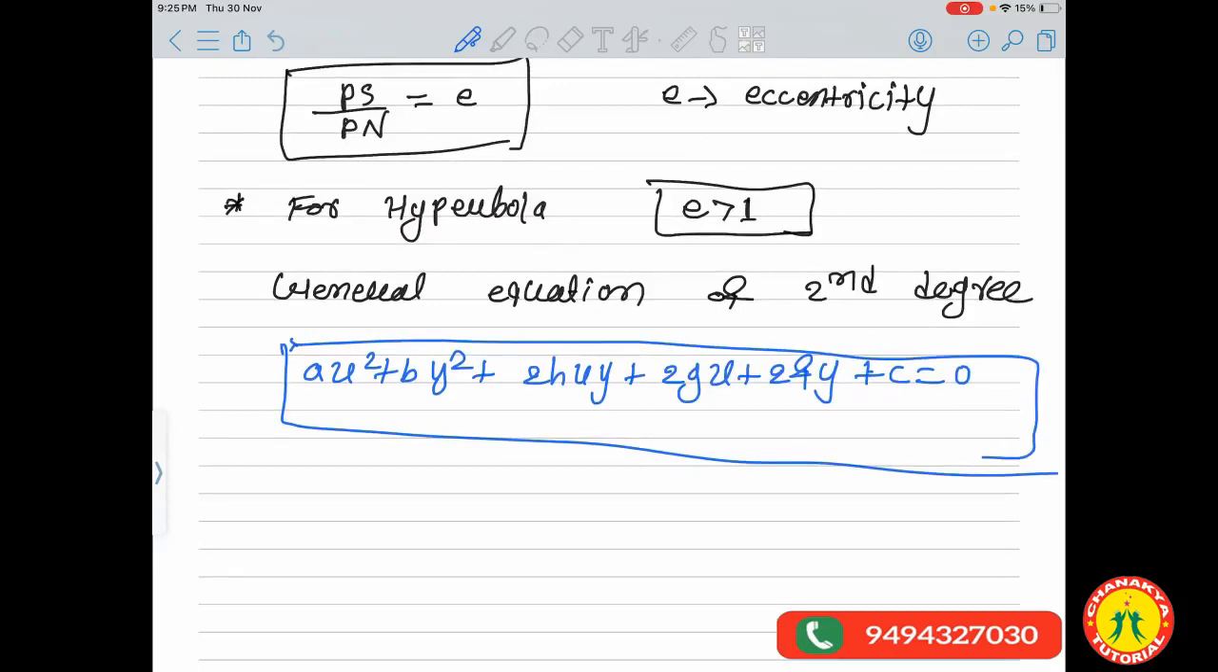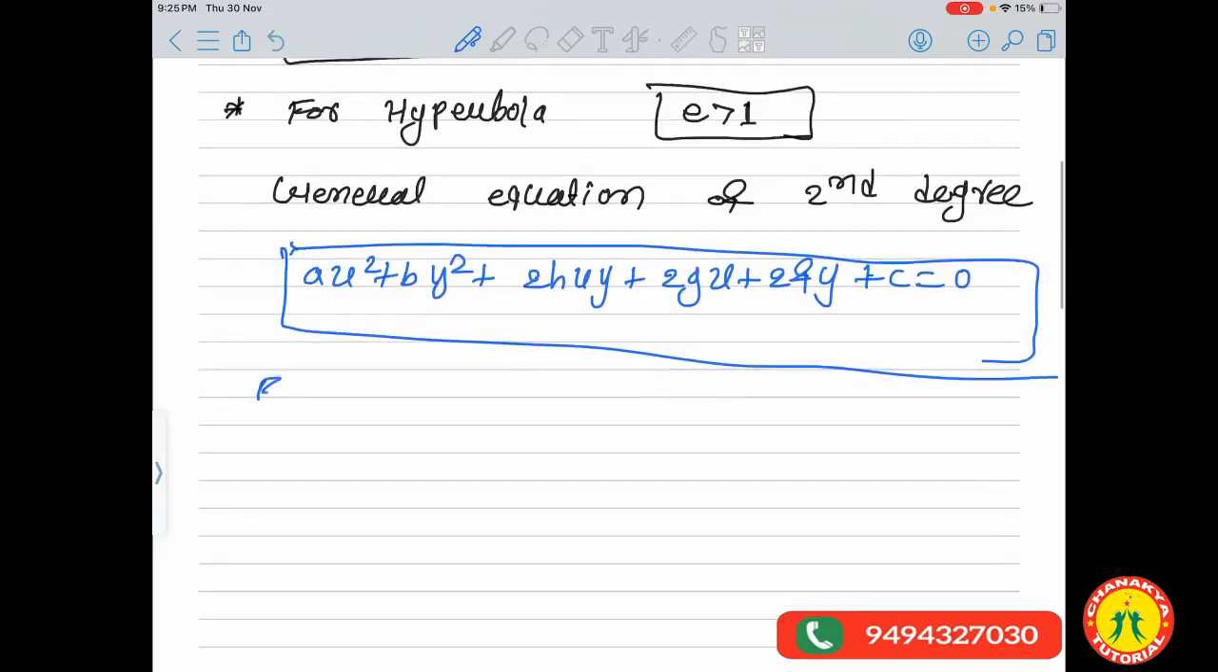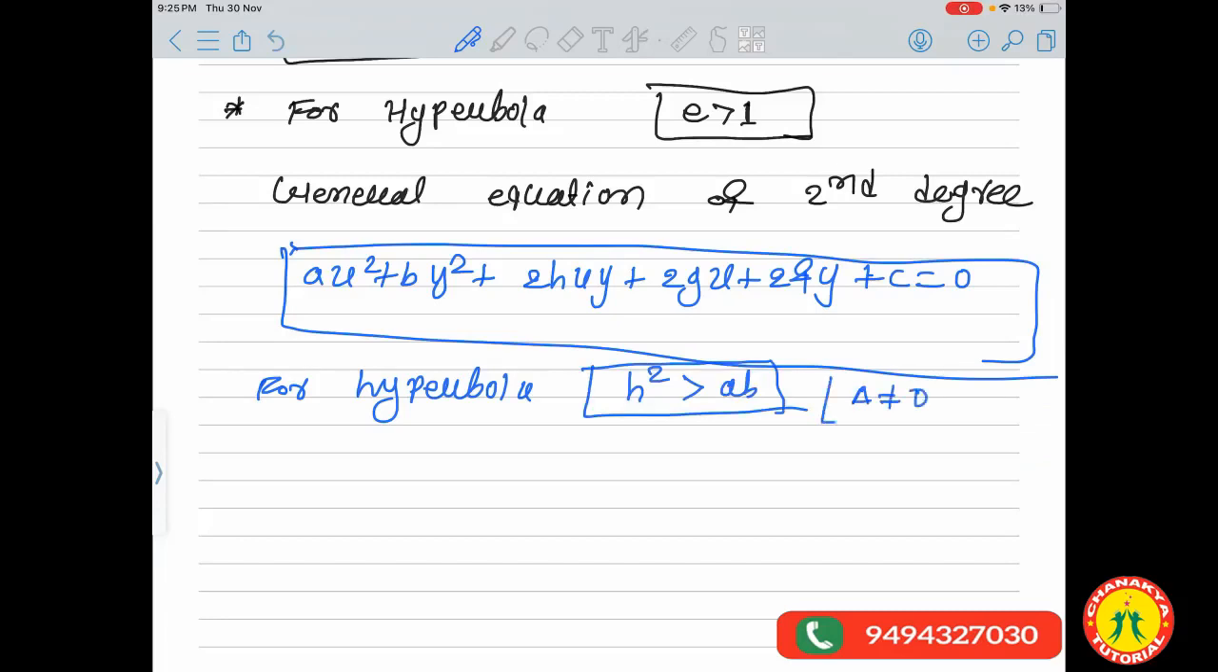So now for hyperbola, what will be the condition for the hyperbola? जो सेकंड डिग्री हो वो हाइपरबोला का इक्वेशन होगा. So for hyperbola we need to remember: h² must be greater than ab for hyperbola. And second is delta not equal to 0.